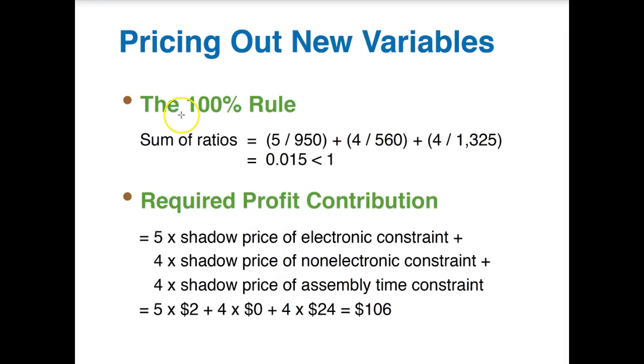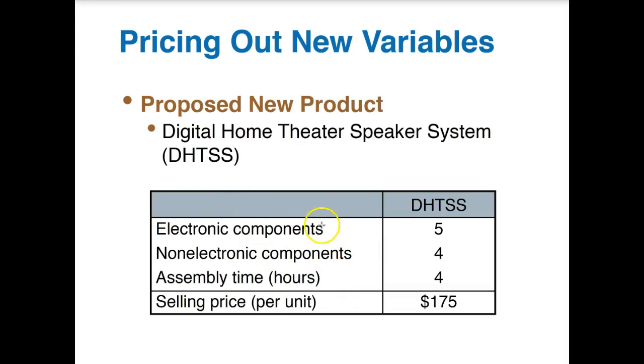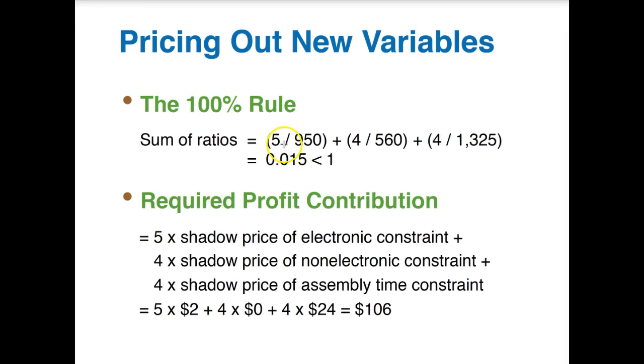So if we want to add this to our situation here, then of course, if we look at this, the 5 is coming from the amount of electronic components that we have here. Of course, this is going to go with the 950, and then the 560, and then the 1325 here. So let's go back and kind of see where all this is coming from so that we can make better sense of it.